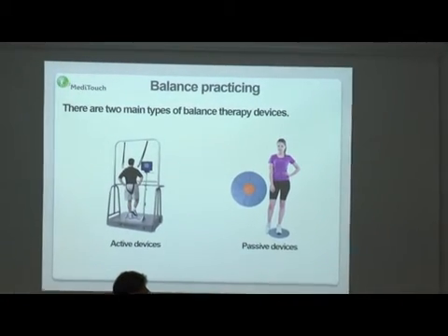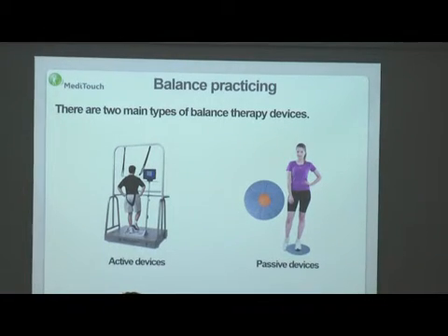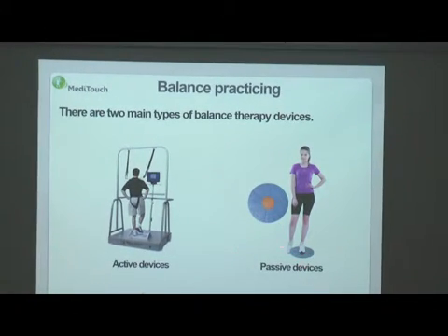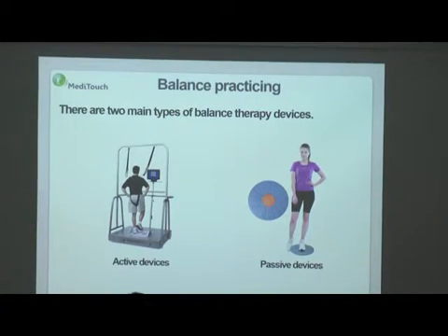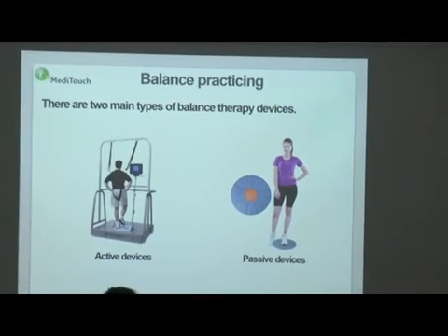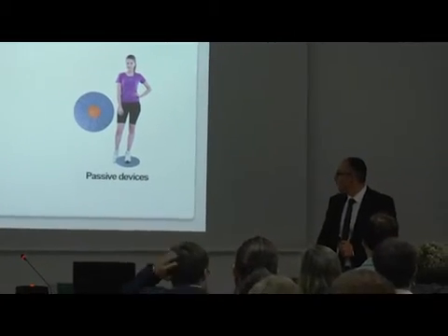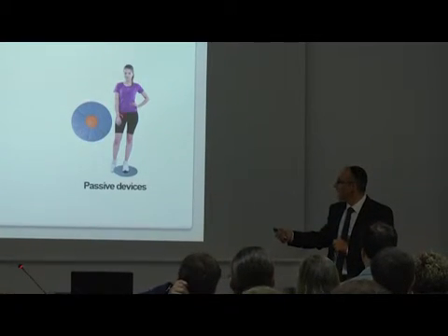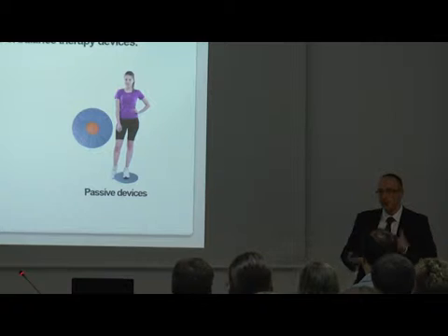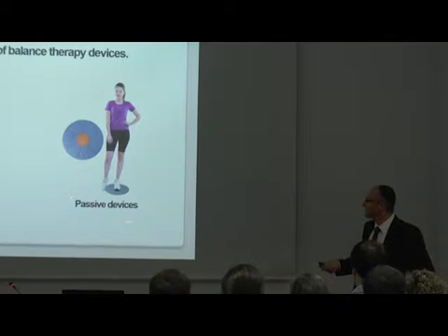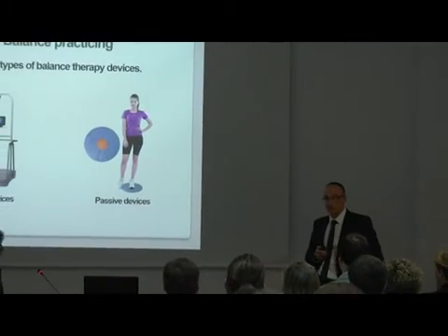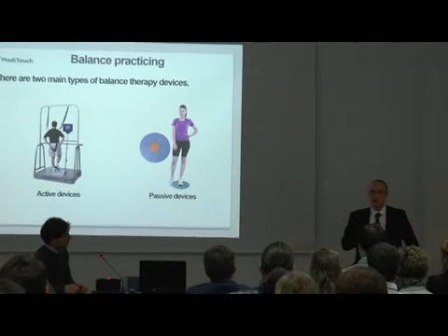Or two main balance therapy devices. The first one I'm going to point out here is passive devices. What is passive about this device is that we move our center of mass, and by moving our center of mass, we, if you like, create the disturbance, which we then have to deal with. Okay, so that's passive. We ourselves are moving our own center of mass to create the postural control disturbance.